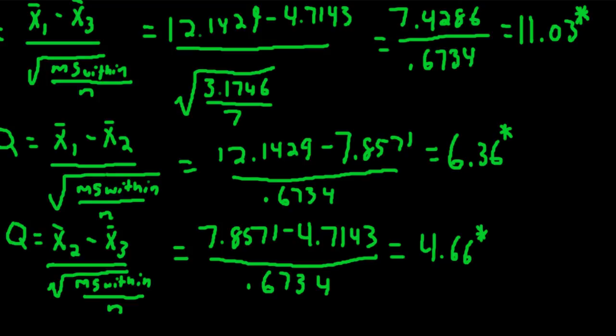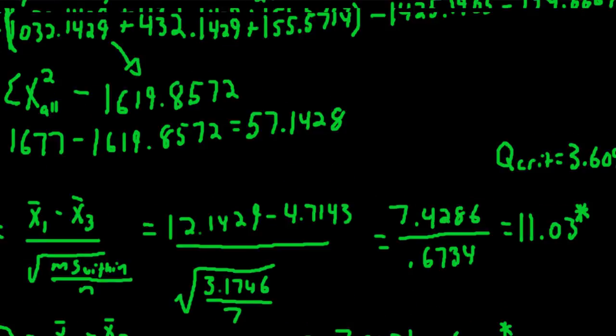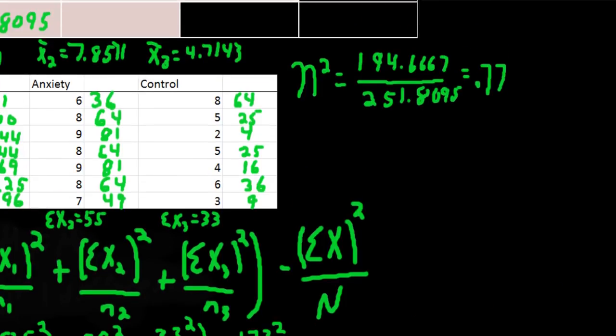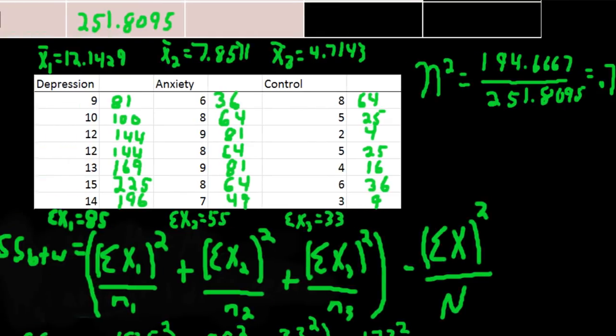So that was our example of conducting a one-way between subjects ANOVA by hand, and then also doing the Tukey test to follow up the one-way between subjects analysis of variance.